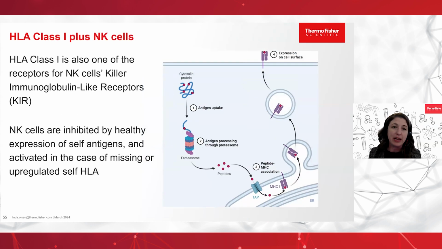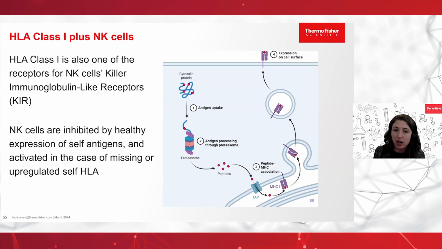Something else to remember about HLA class 1 is that HLA class 1 is also one of the receptors for NK cells, receptors that are called killer immunoglobulin like receptors or KIR. So they're KIR receptors that are somewhat like antibodies, but not all the way. So NK cells have a series of genes, some of which are inhibitory and some of which are stimulatory to the immune system. They have a series of ligands or receptors that they have to bind to, and they will take their signal from the combination of those signals.